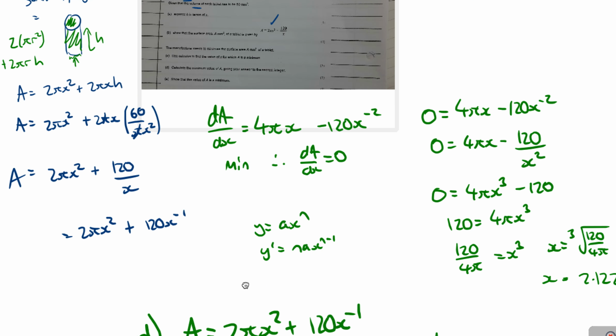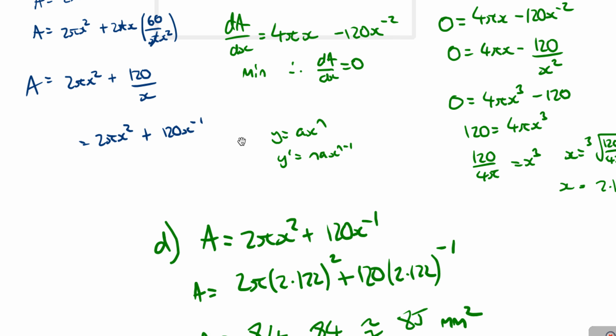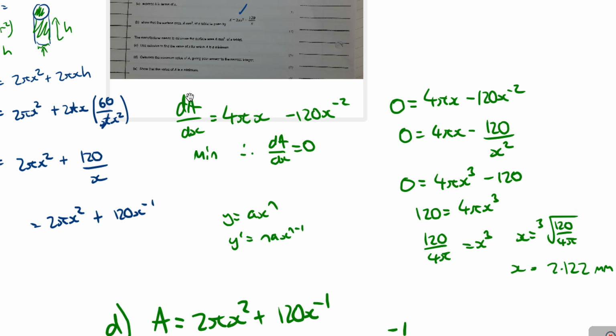Then we go back to the question, and it says to the nearest integer, so this to the nearest integer is equal to 85 millimeters squared. So that gives you your part D, and then part E: show that the value of A is a minimum.